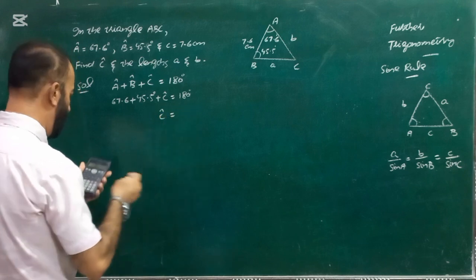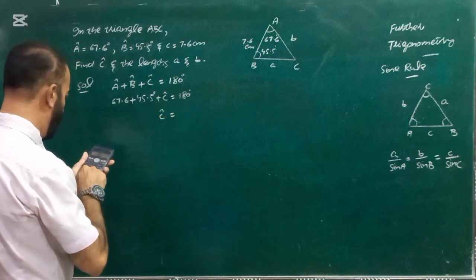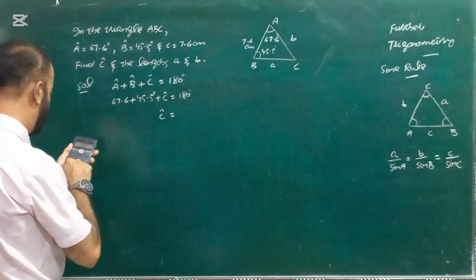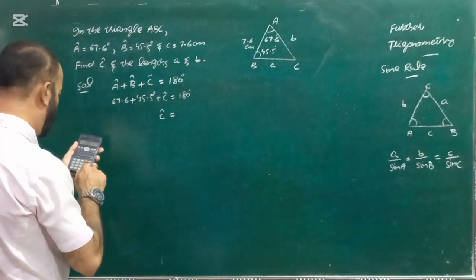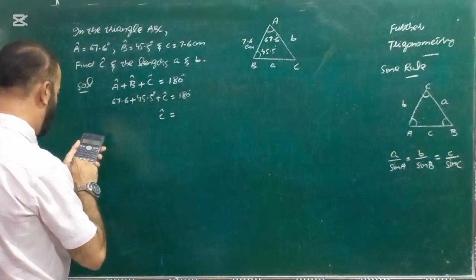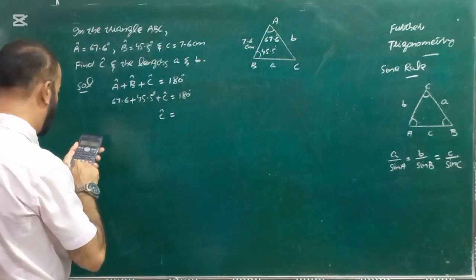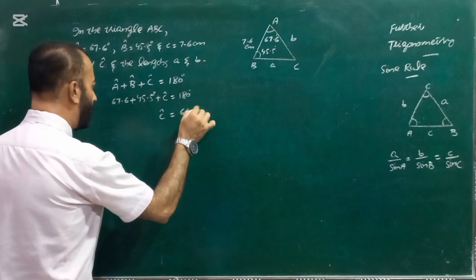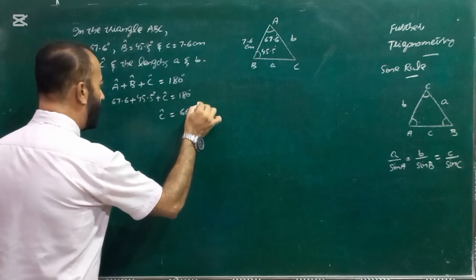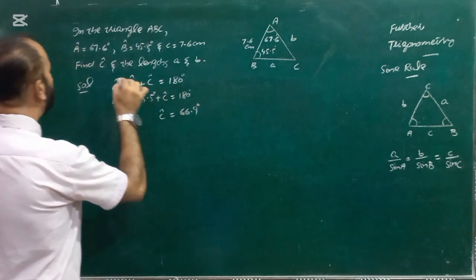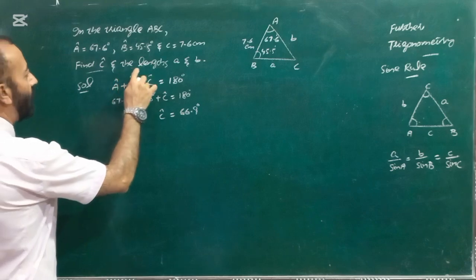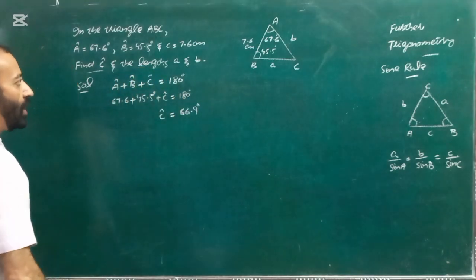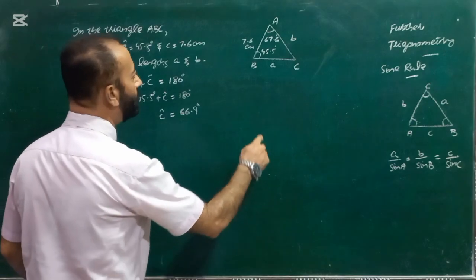So C will be equal to 180 minus 67.6 minus 45.5, which is equal to 66.9 degrees. So the first thing is done. Now the requirement is the lengths of A and B. So now we are going to apply the sine rule.